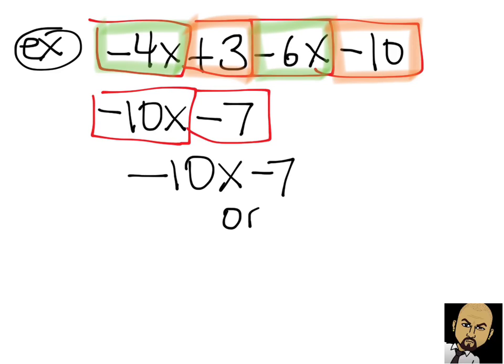Now, sometimes the kids will write it backwards as negative 7 minus 10x. It's basically if you were to box your terms and put them in a different order. Those are equivalent, but for our class, I want you to write the variable term in the front.